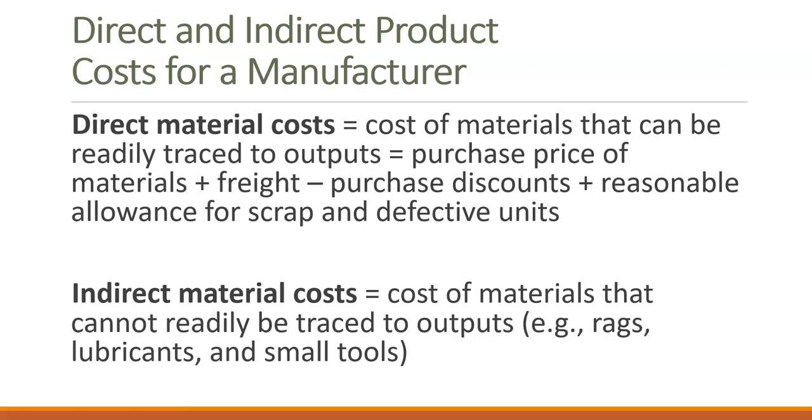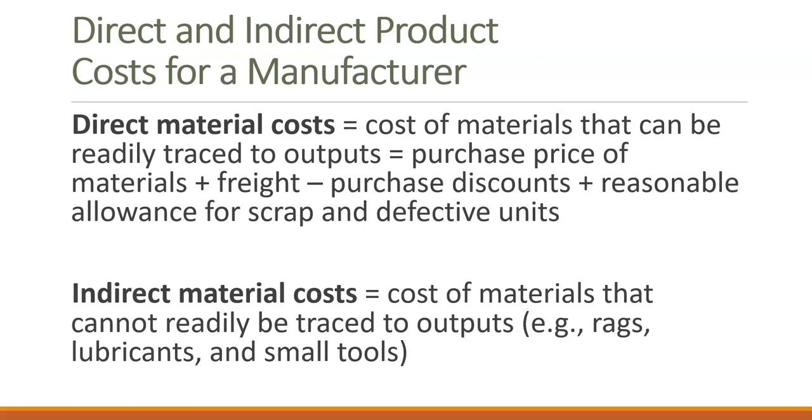Direct material costs are those materials that are easily traced to the product. We have the purchase price of the materials plus freight minus any purchase discounts and reasonable allowance for scrap and defective units.